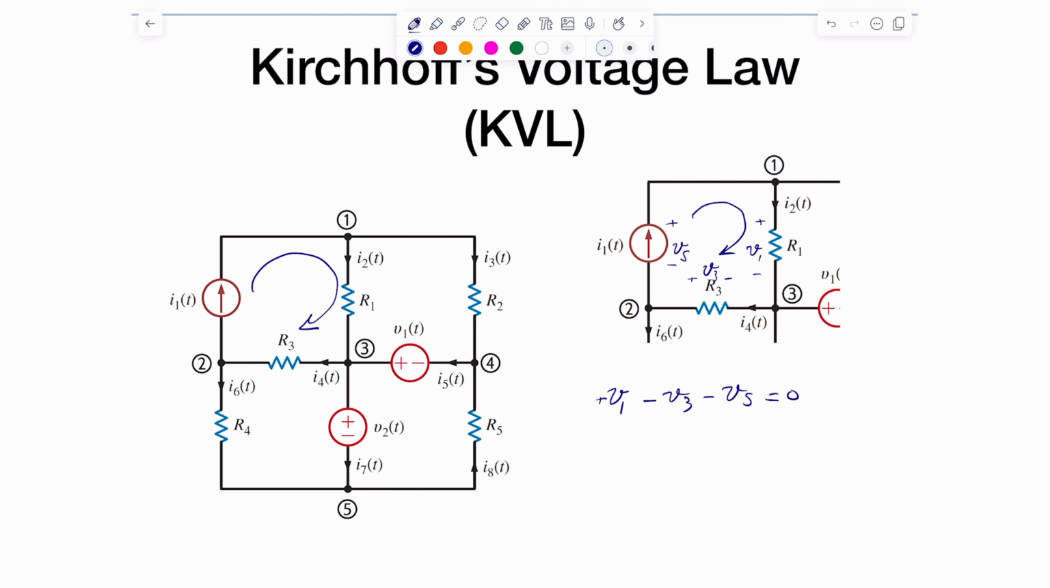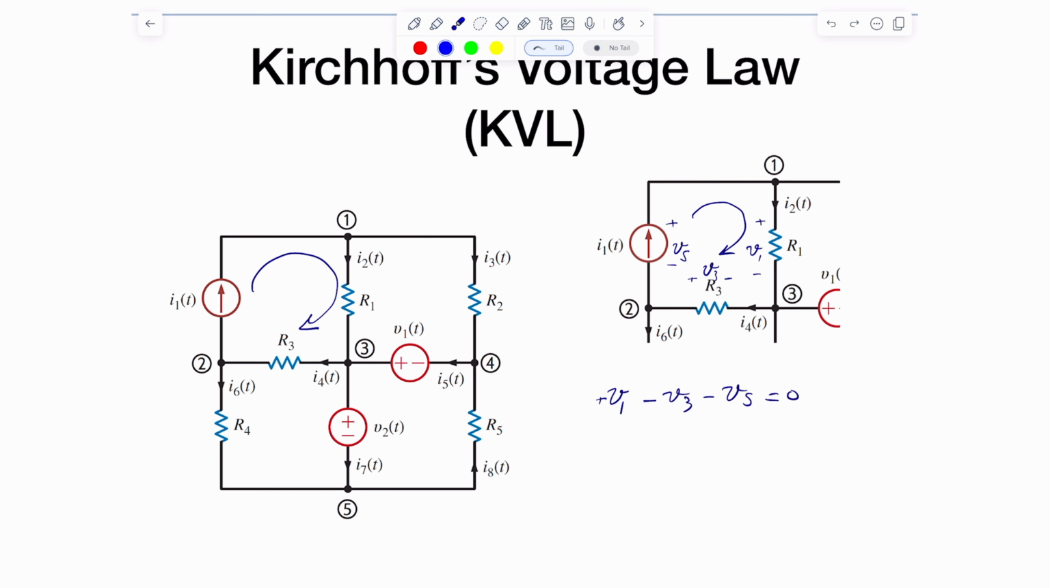I'm just going through this particular loop and summing the voltages, but some of the voltages are high, some low. Basically, I hit the high before the low in this particular case, and in the second case, I'll probably hit the negative before it. So I just go through it and sum them. That's what KVL tells me.